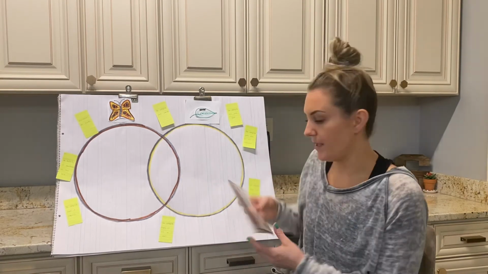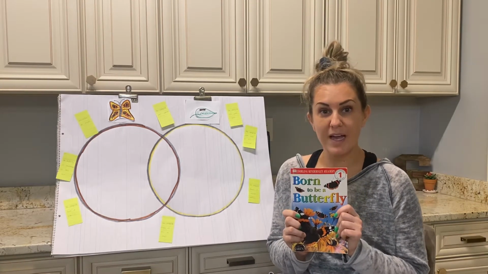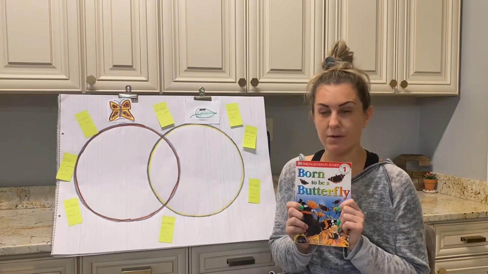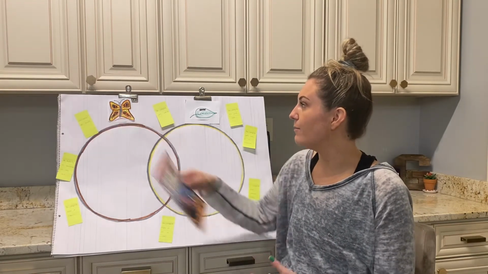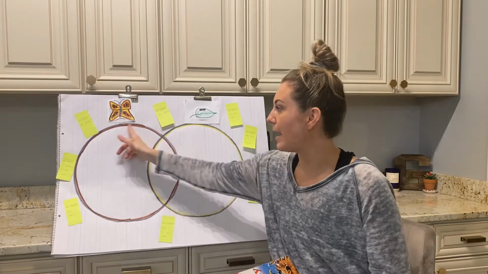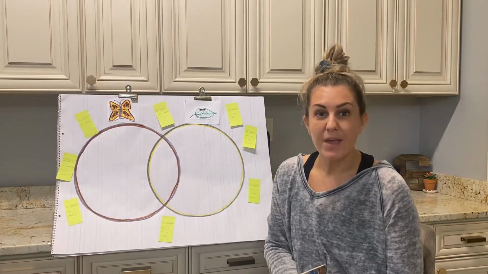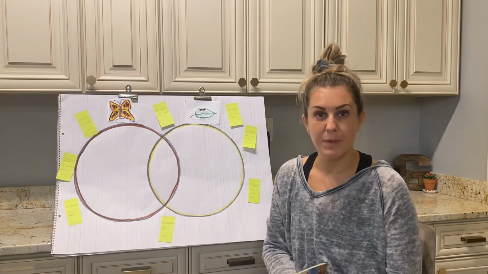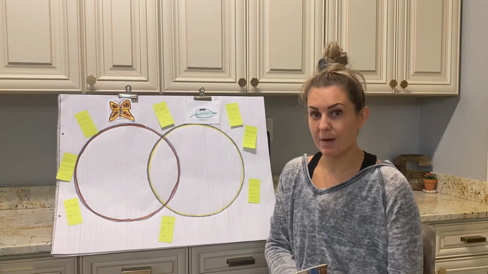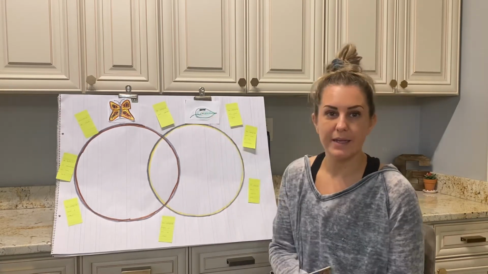One of them is Born to be a Butterfly, because we've been talking a lot about butterflies and the butterfly life cycle. So for Born to be a Butterfly, I drew a picture of a butterfly and put it up at the top of my circle on my Venn diagram. The other book that we're going to think about is Eric Carle's book, The Very Hungry Caterpillar. So here I have a picture of a caterpillar to remind us of that book.